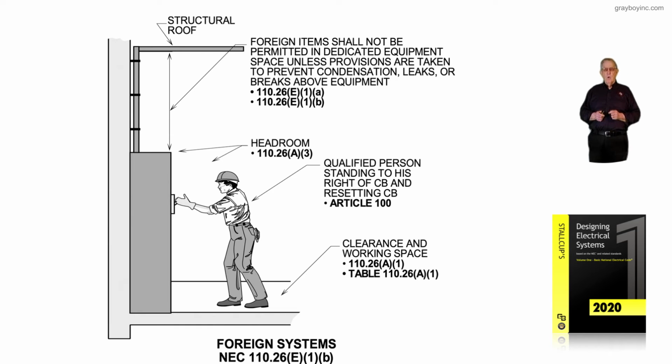So the clearance in working space is provided in accordance with 110.26(A)(1) and Table 110.26(A)(1). So notice the 110.26(A)(1), the working depth of 3 foot is met. A(2), the width, 30 inches or the width of the equipment, is met. 110.26(A)(3) is met with a headroom, which is 6.5 foot, or the height of the equipment.